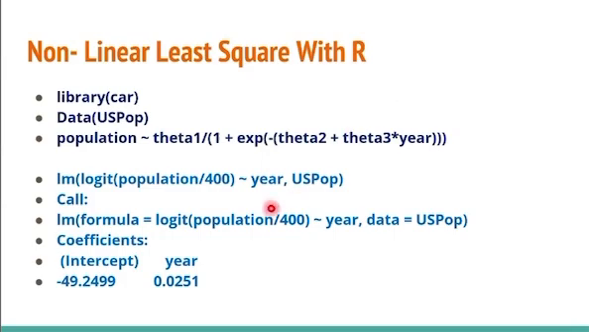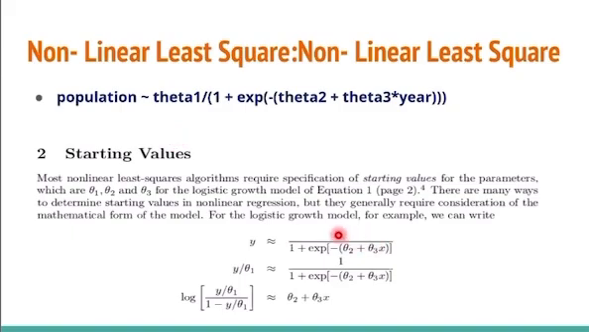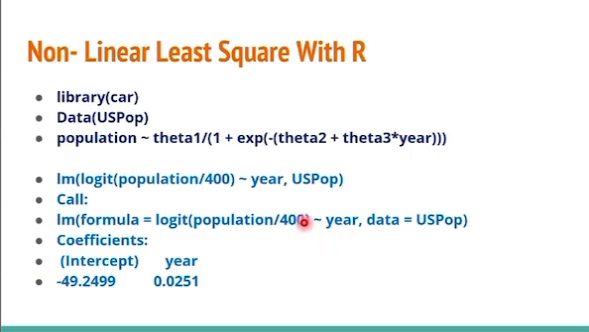It's actually theta 1. In a logistic regression model, theta 1 is the carrying capacity. I will look into the data and choose a reasonable value. Of course, the population of the United States is probably between 350 and 400 million, so I can just choose 400. That's why you see 400 here. I say formula logit, population divided by 400. Do you know what I'm trying to do here? Please pay attention. Are you ready?